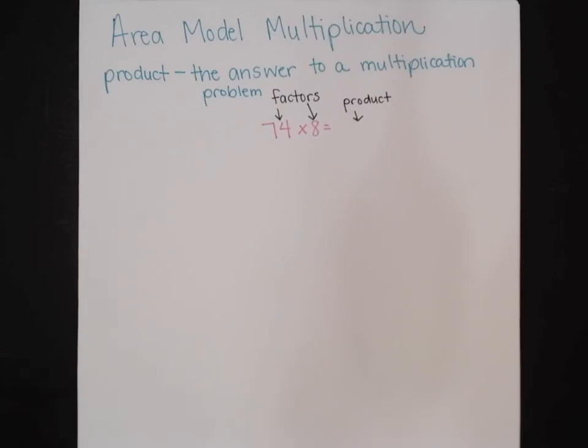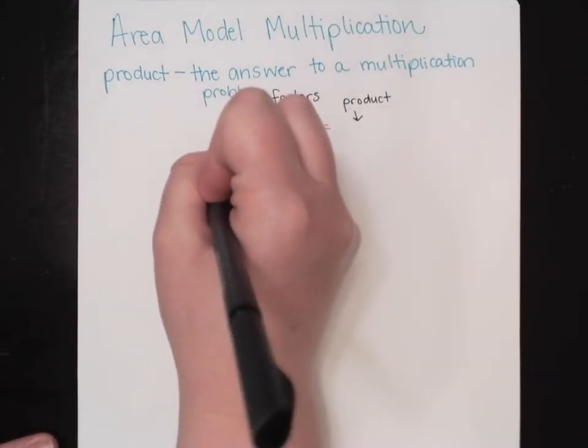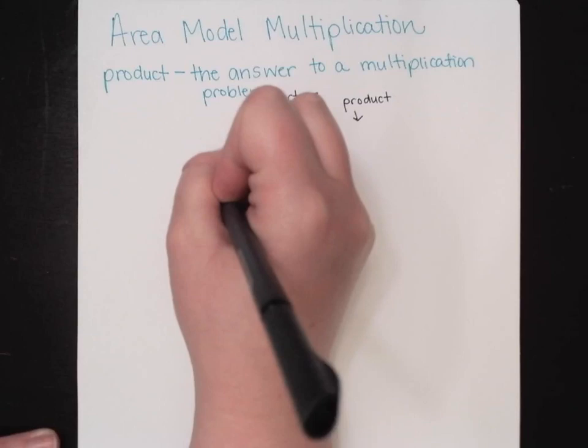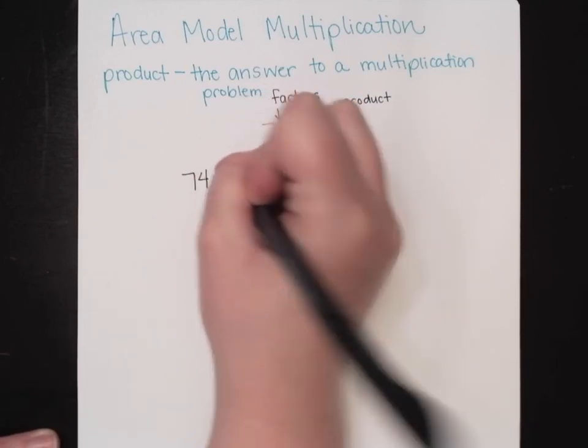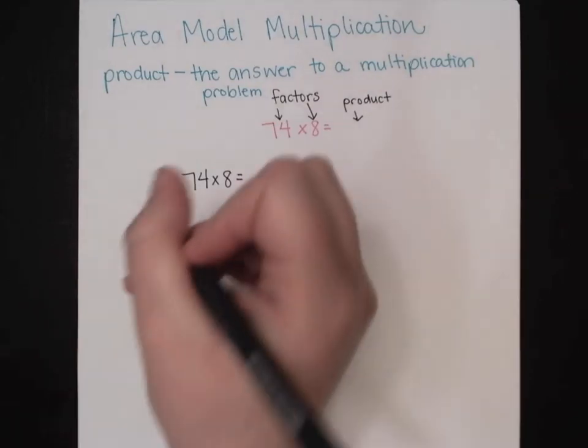When using the area model to solve, we're expanding this number. We're writing this number in expanded form so that we can solve a little bit easier when we multiply using mental math. So I'm going to rewrite this problem: 74 times 8. The first thing I'm going to do is expand both of those numbers. So right below them, I'm going to write them in expanded form.